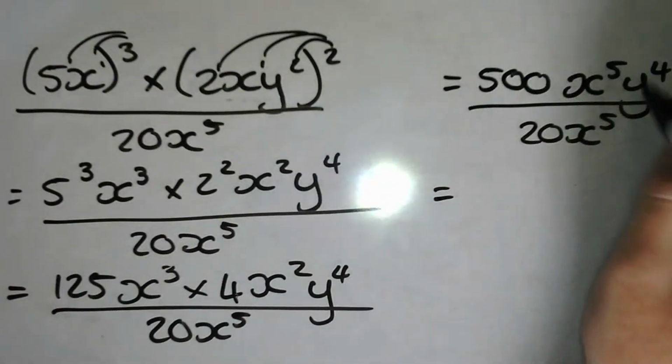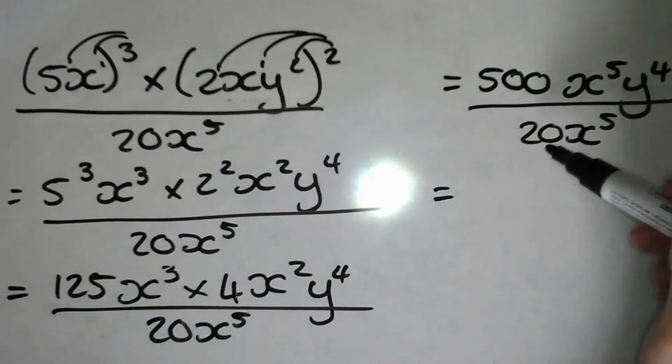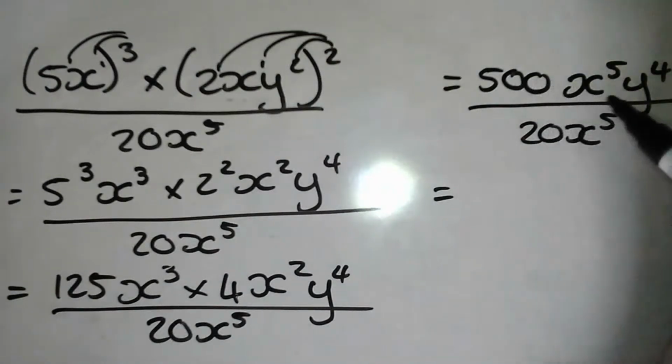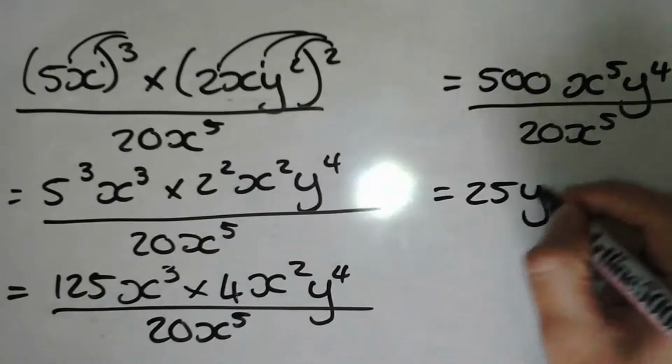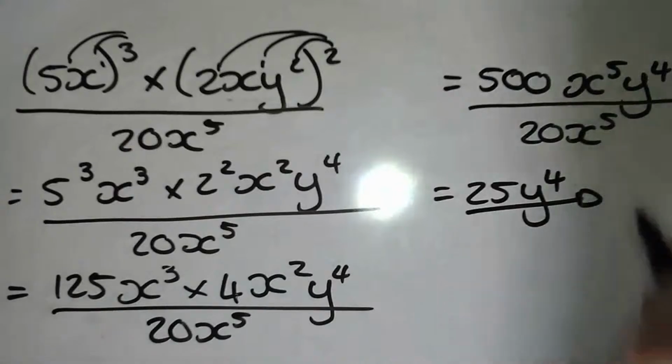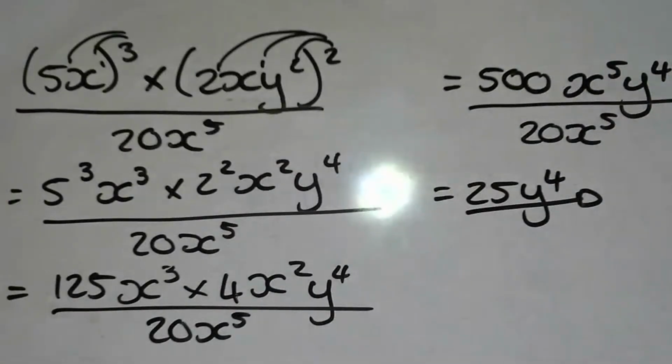the actual fraction, applying law number 2. So 20 goes into 500, 25 times. 5 minus 5 is 0. And then all you have left then is y to the power of 4 in this regard. Okay. And that is it for that final question.